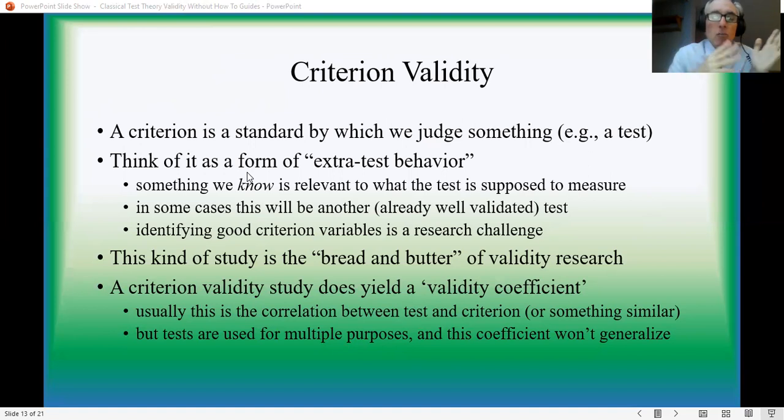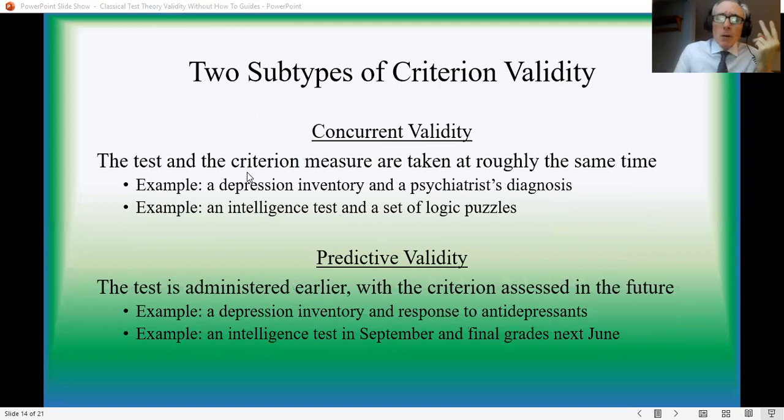If it's development and validation of a scale, they report on item development, reliability, and then they give you at least one good criterion validity study. And this does give you a kind of validity coefficient. You get a correlation, for example, between the test and the other variable, or some kind of regression equation, or what have you. But again, remember that it won't generalize to new uses. It stays restricted to the thing that you've actually studied. So this is huge. This is what lots and lots of master's theses and doctoral dissertations and published papers in journals are all about. Now, it's often broken into two types.